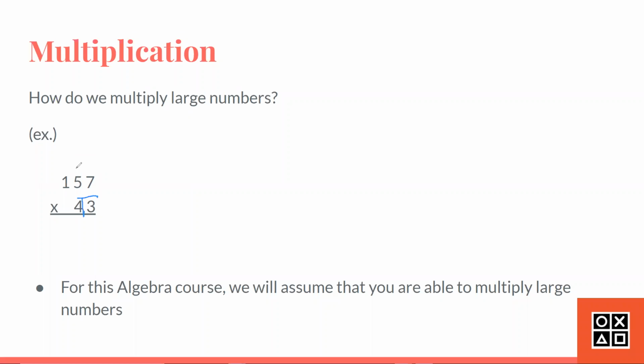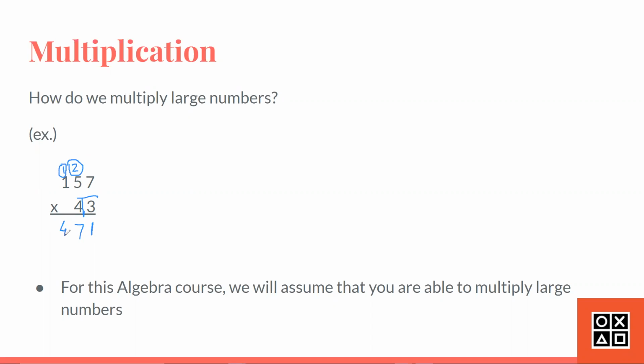So 7 times 3 is 21. Carry up the 2, put down the 1. 5 times 3 is 15. 15 plus 2 is 17. Carry up the 1, put down the 7. And then you would do 3 times 1, which is 3, and then plus that extra 1 up there to get 4.